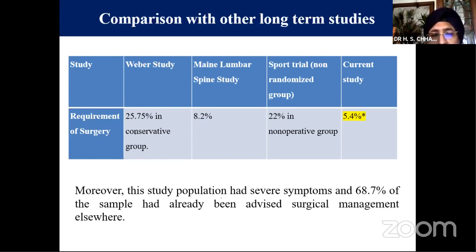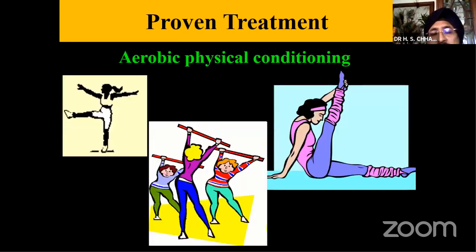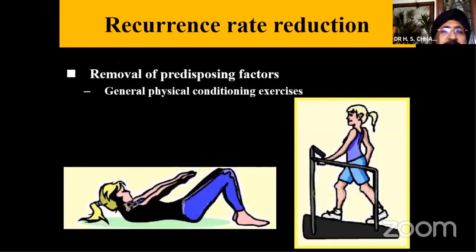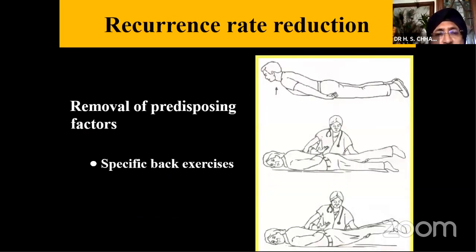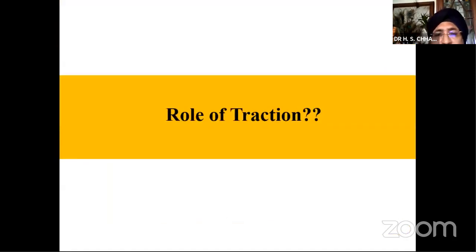So we have to come to a consensus on a standardized conservative protocol. Some of the proven treatments for back pain and prolapsed intervertebral disc are patient education, to educate them. Like Upendra said, they continue with the treatment. Now, to tell them how to manage their problem themselves and to mention the reduction of risk factors after acute pain. Aerobic physical conditioning exercises have been found to affect the natural history of the disease, and you aim also at removal of predisposing factors through general physical conditioning exercises, and emphasizing proper posture is very important.